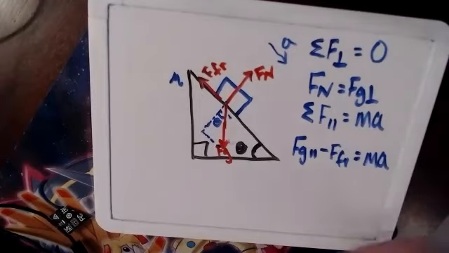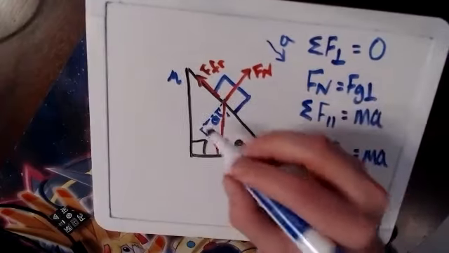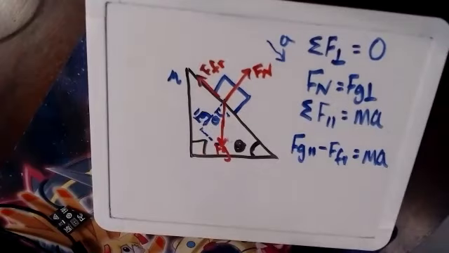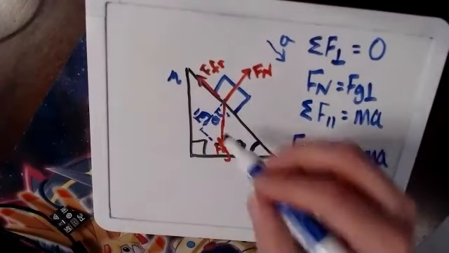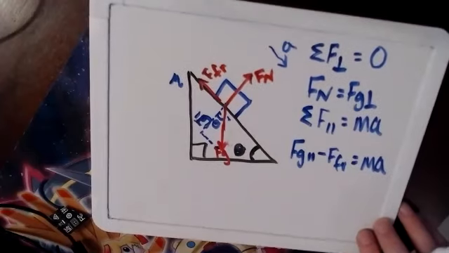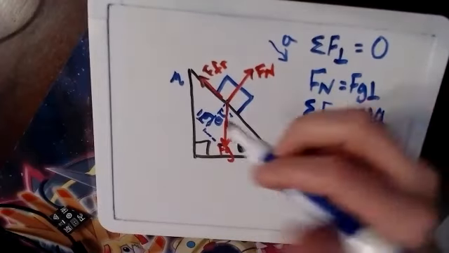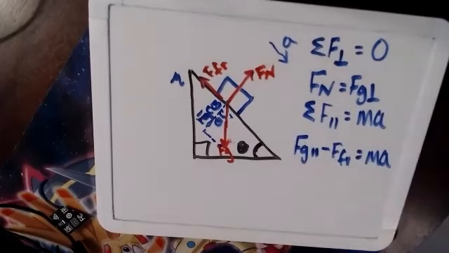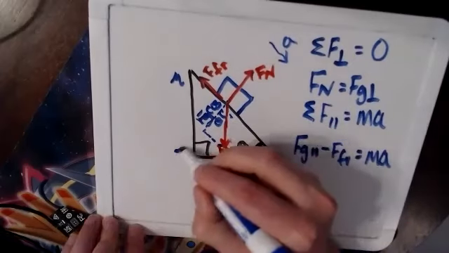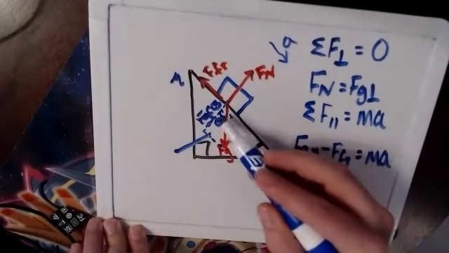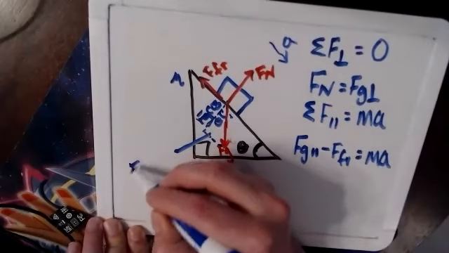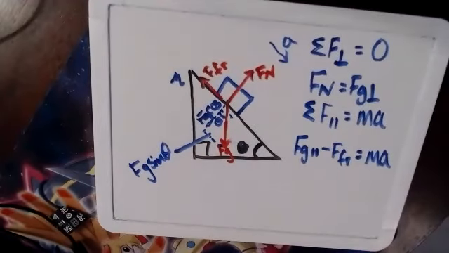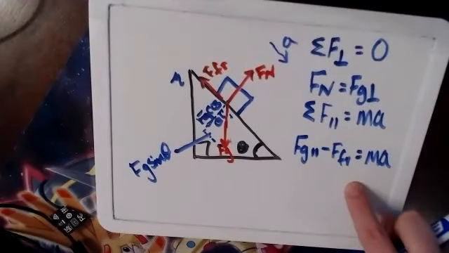Now that I've done that, I can define this Fg perpendicular. Fg is the hypotenuse. This is the adjacent side of my right triangle. This will be Fg cosine theta. And this one down here is Fg sine theta, which allows us now to go over here.